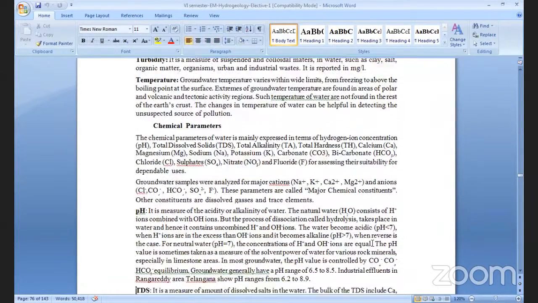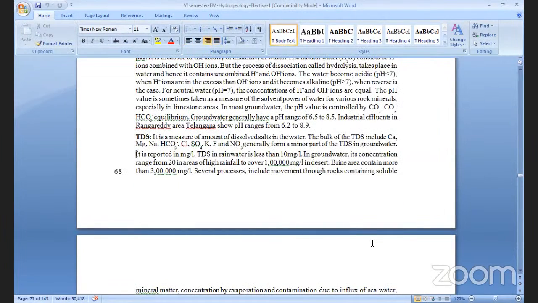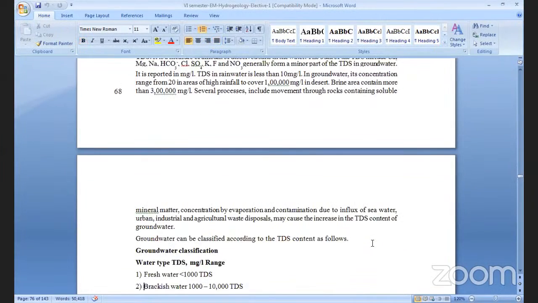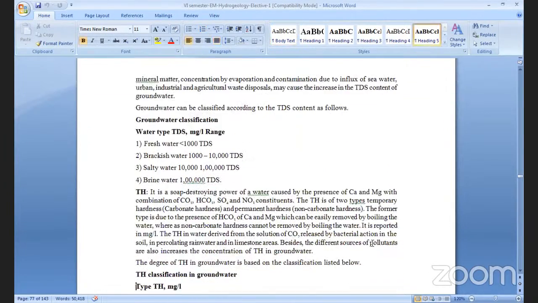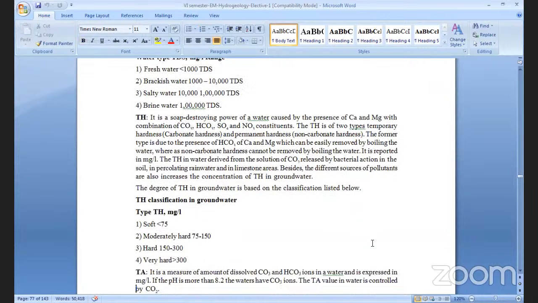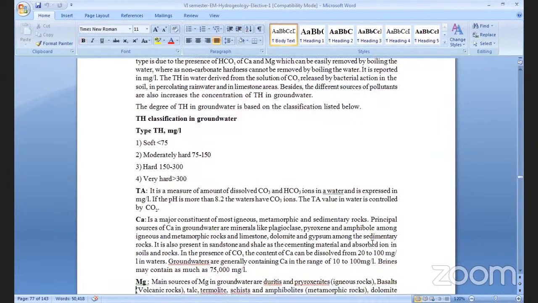Next, coming to the chemical parameters. In chemical parameters, we'll see the different parameters: pH, electrical conductivity, called EC, TDS, called total dissolved solids, and total hardness. The total hardness is the classification in the groundwater.